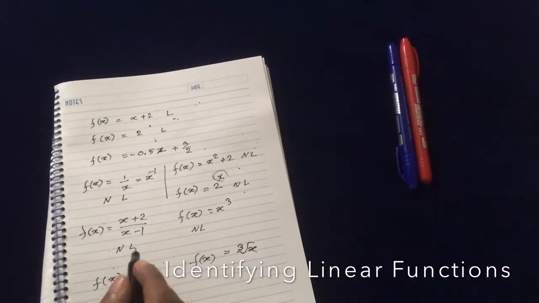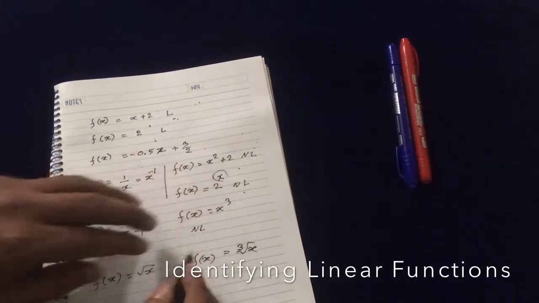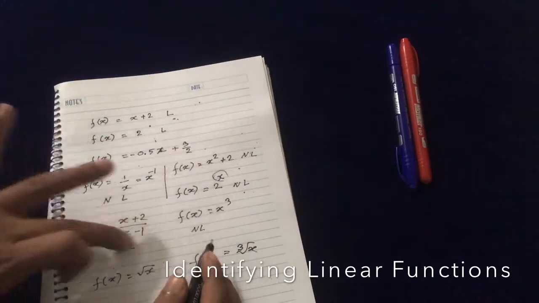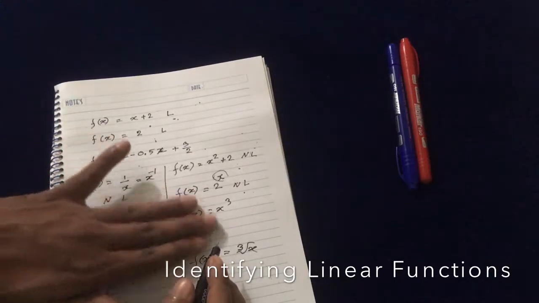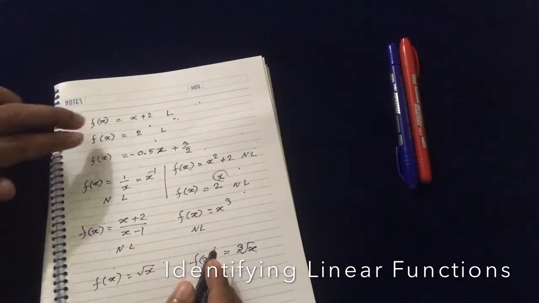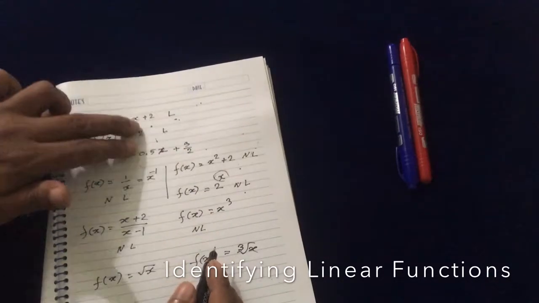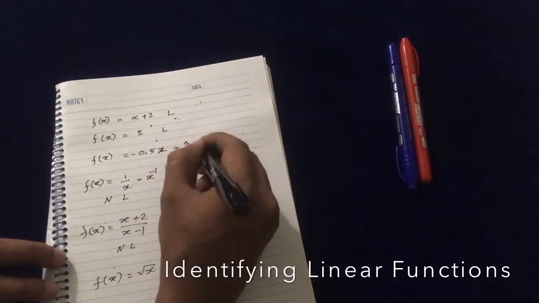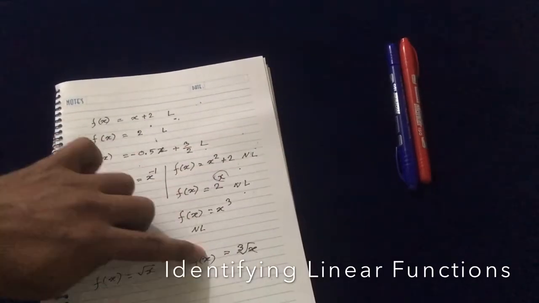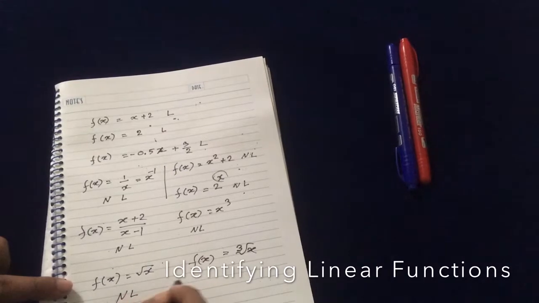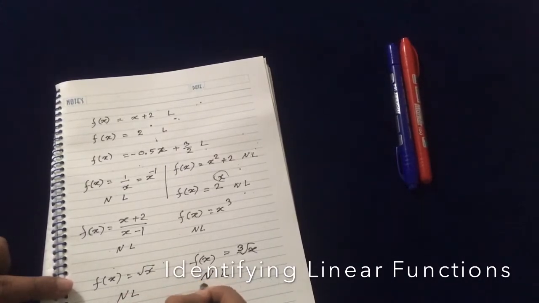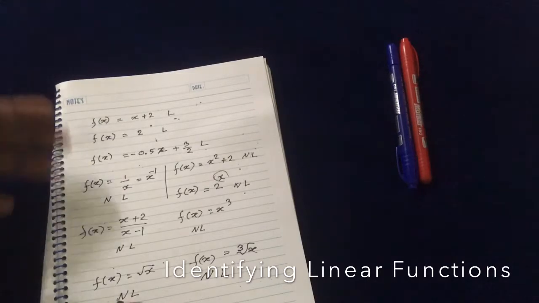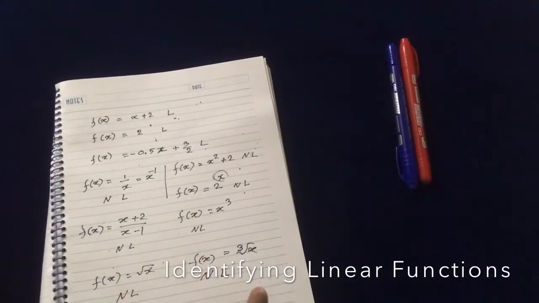Also, if you draw the graph of non-linear, all of them will be curved. If you graph any of them here, all of them will be curved. This will be a straight line, that's why they are called linear. This is linear, and these are non-linear. So this way, if the equation is given, you can understand which one is linear and which one is non-linear.